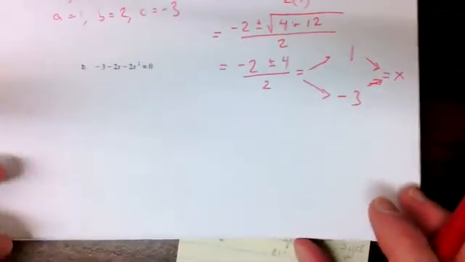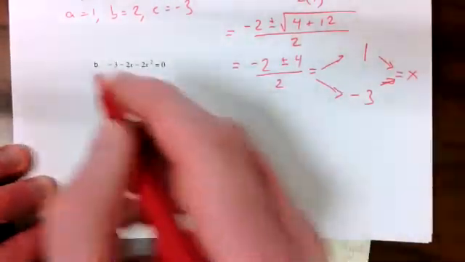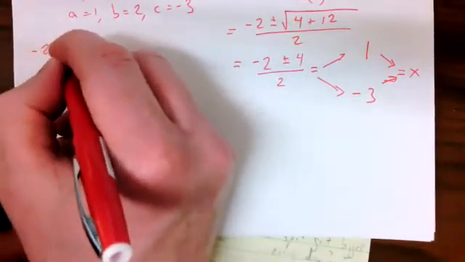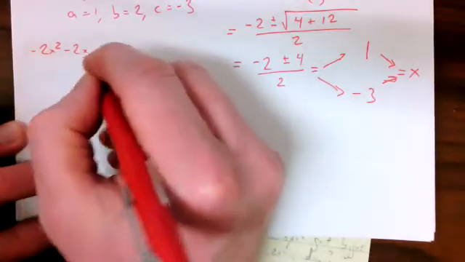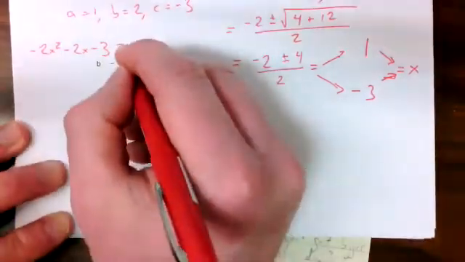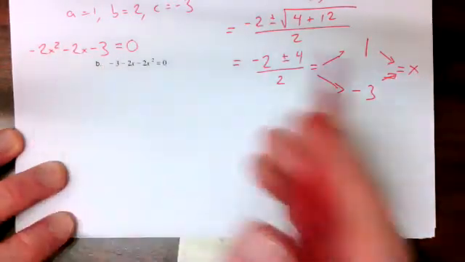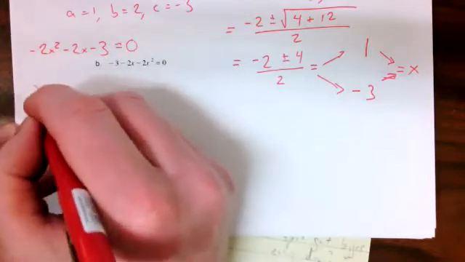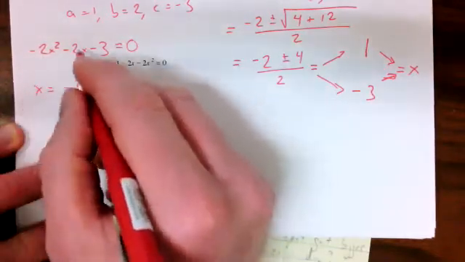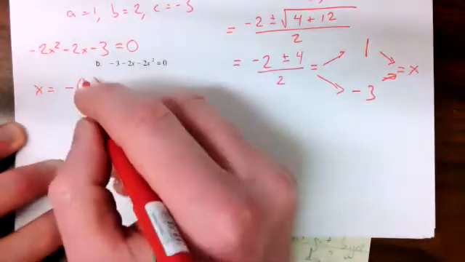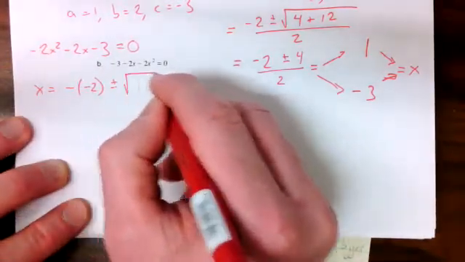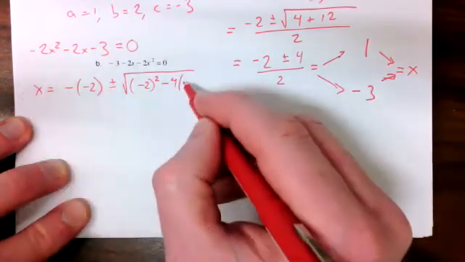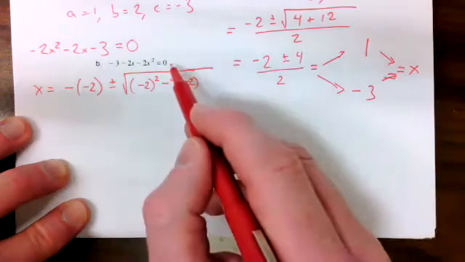Okay, see if we can fit this one. First, I got to rewrite it. I'm going to rewrite it up here. So we've got negative 2x squared minus 2x minus 3. Okay, as ugly as this is, I'm not going to change the negatives just to show you you don't have to. Ugh, this is going to bother me. Okay, so x equals negative b. B is negative 2. Negative b plus or minus the root of b squared. B is still negative 2 squared minus 4 times a, which is negative 2. So many negatives.